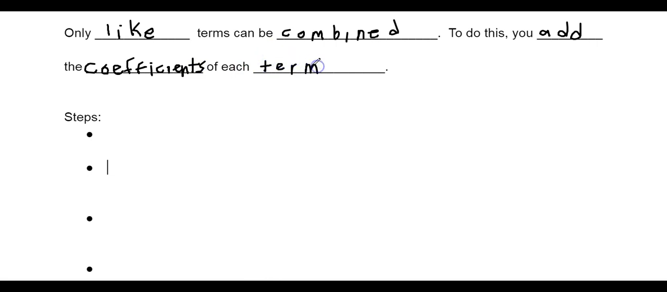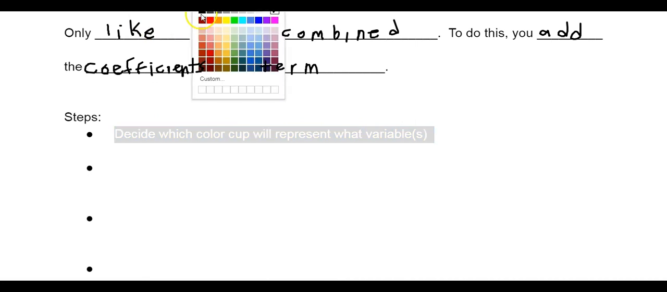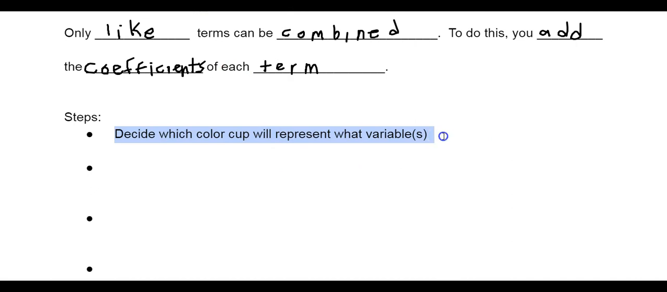And in this video, we're going to talk about how we can use manipulatives to help model this. Okay, how can we use manipulatives to help model this? So first thing we're going to do is determine which cup color will represent what variable or variables. Okay, so we're going to have a few different types of cups, a few different colors, and we're going to determine which colors are going to represent which variables. Okay, so we might have a red cup.